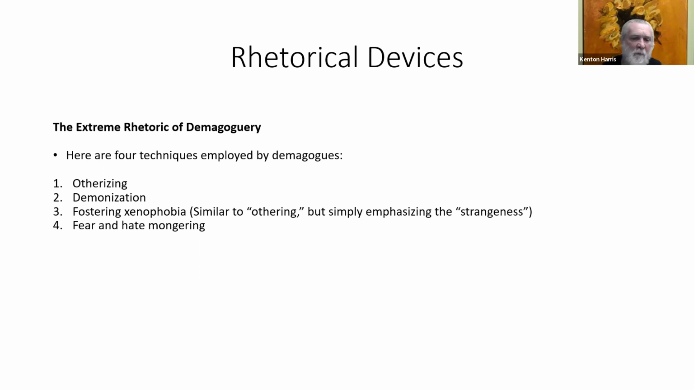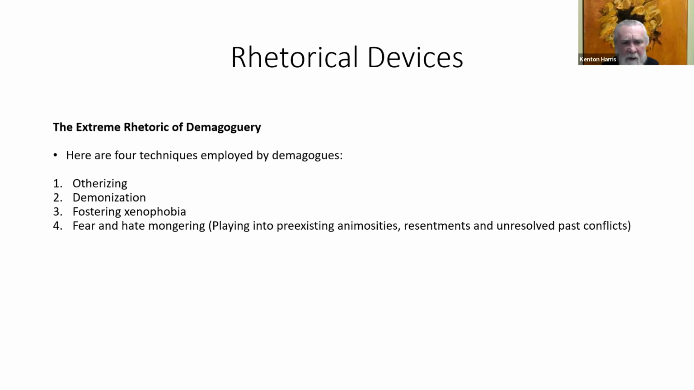So it's similar to othering, but again, the difference is not just the us against them, but the strangeness of the other. And then finally, fear mongering and playing into hate. This is where you are playing into pre-existing animosities, resentments, and unresolved past conflicts. And so, when the other group is a group with whom we've had disagreements in the past, or by whom we've been wronged, or about whom we already have existing animosities or resentments, the demagogue is going to play into those, fan those flames, and get us all enraged again.